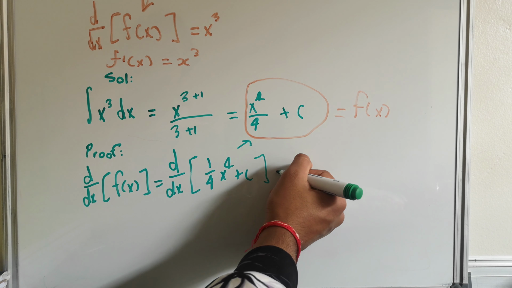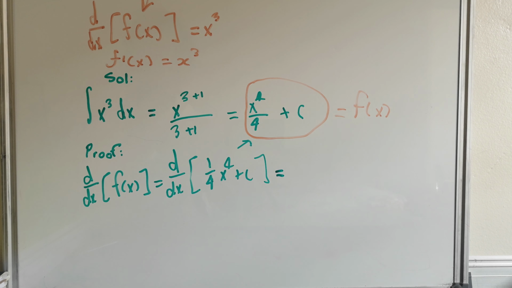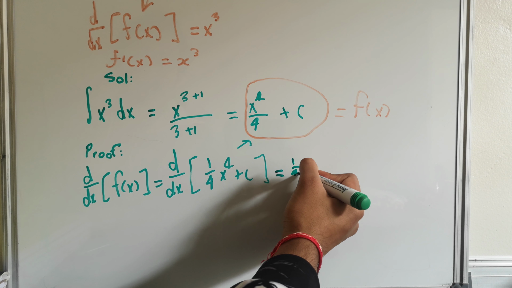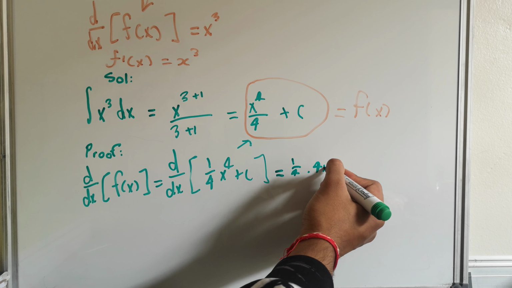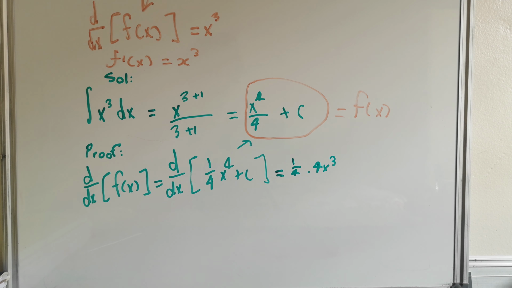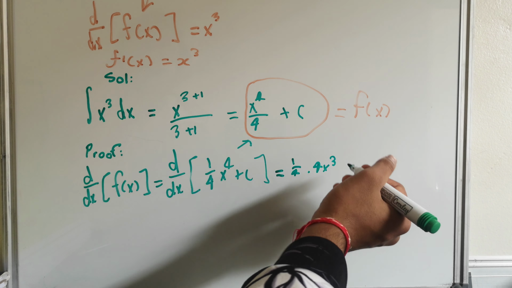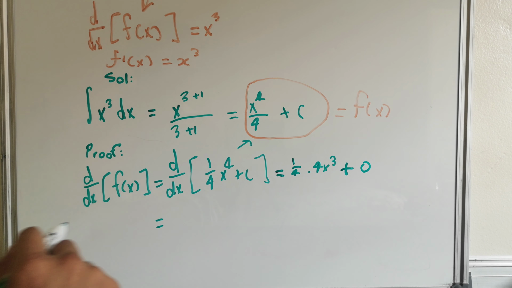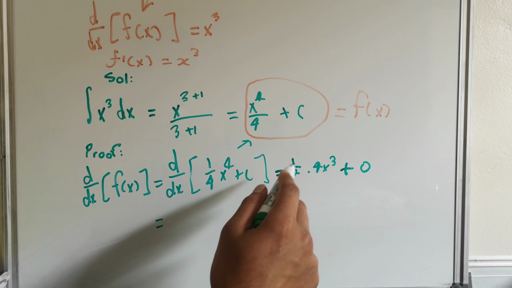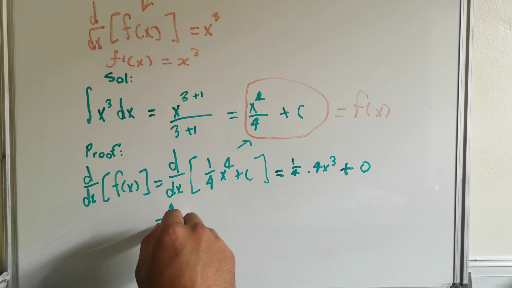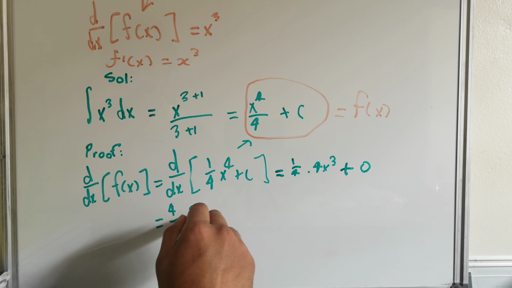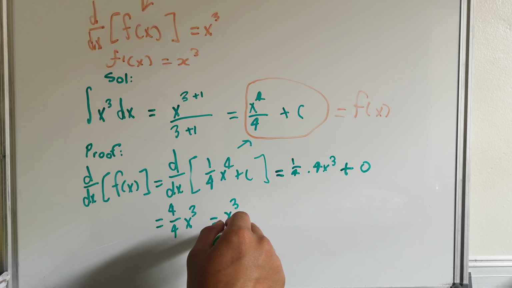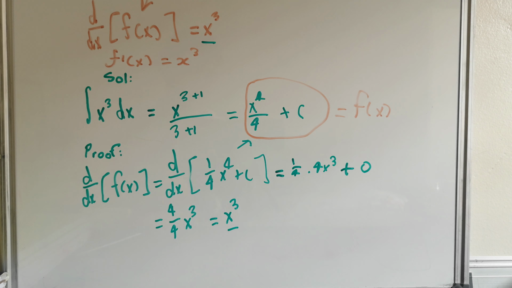Well, it's simple. If you're watching a video on integration, you should know your derivative rules by now. All this would equate to is 1 over 4 multiplied by 4x^3. And what's the derivative of a constant? The derivative of a constant is always 0. This will end up equating to 1 over 4 times 4x^3, which is 4 over 4 x cubed. 4 over 4 is the same as 1, therefore it reduces to x cubed. There, and there. Proven.